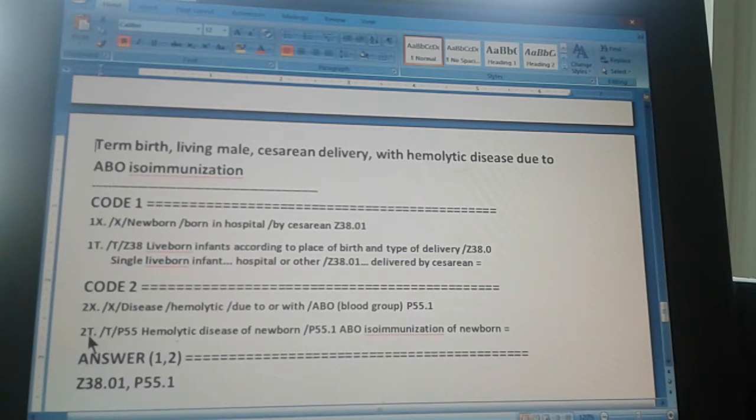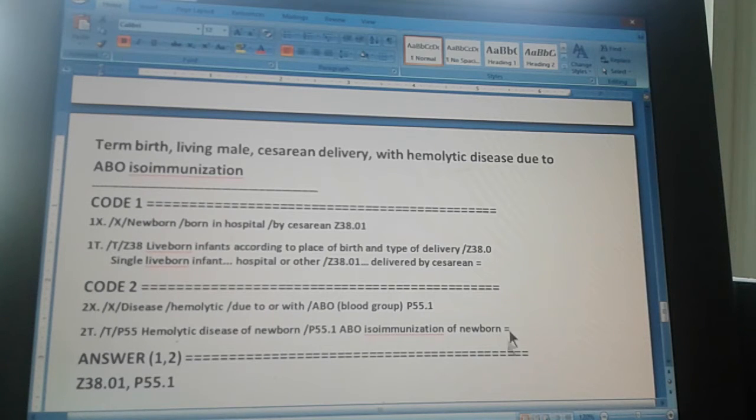So the second code through the tabular is found like this. First you go to the tabular. Then you go to see the first 3 characters, P55, that you got from the index. What is that? Hemolytic disease of newborn, which is exactly what we want. And now we're going to choose from those subcategories which one? P55.1. And what is the description? ABO isoimmunization of newborn, which is exactly the text in our problem, right?